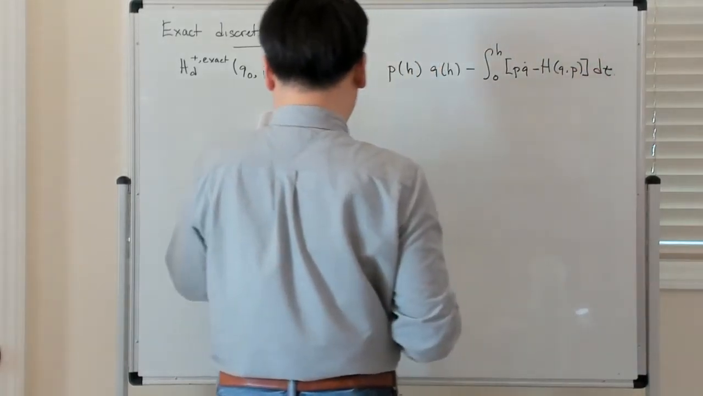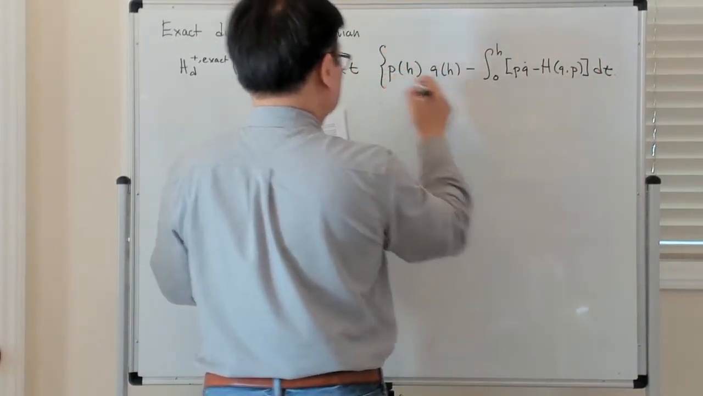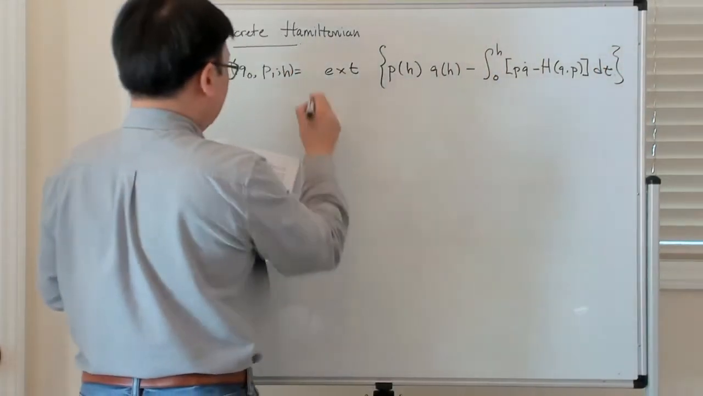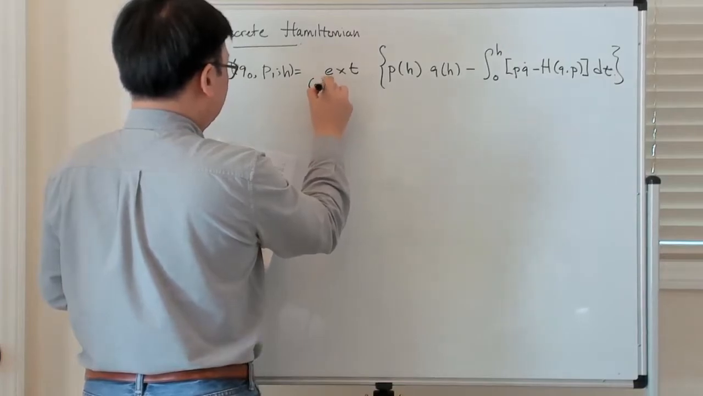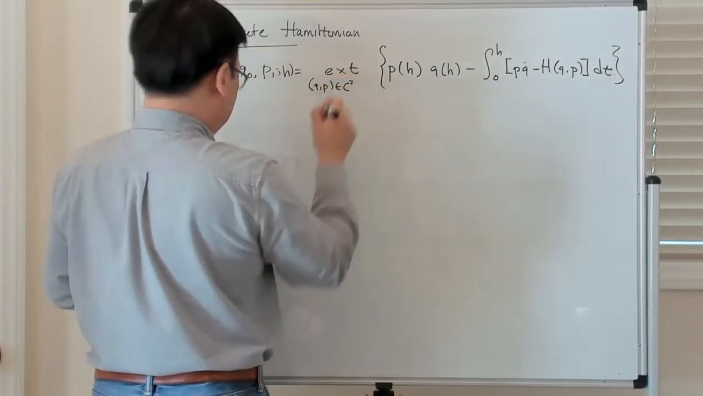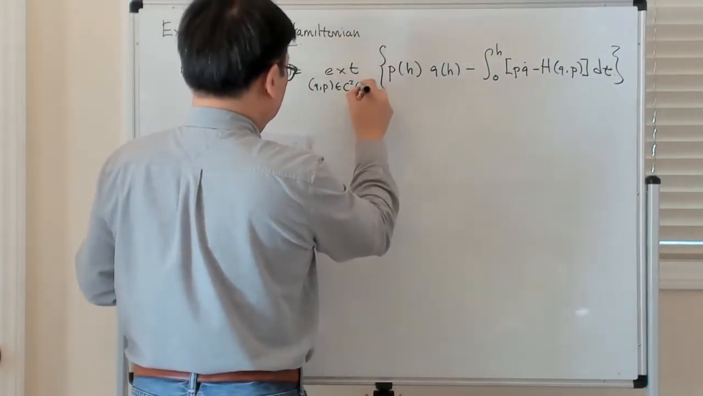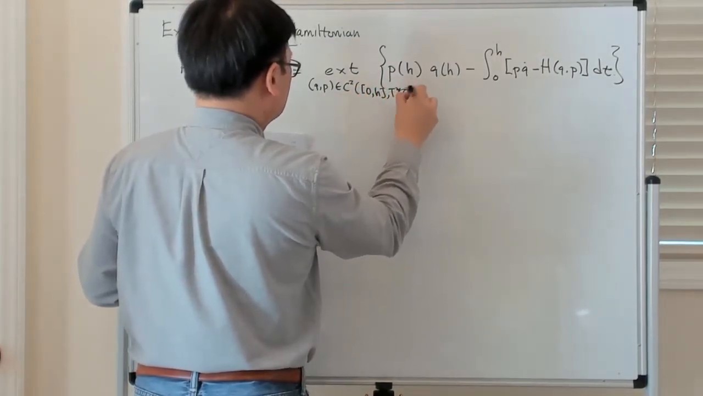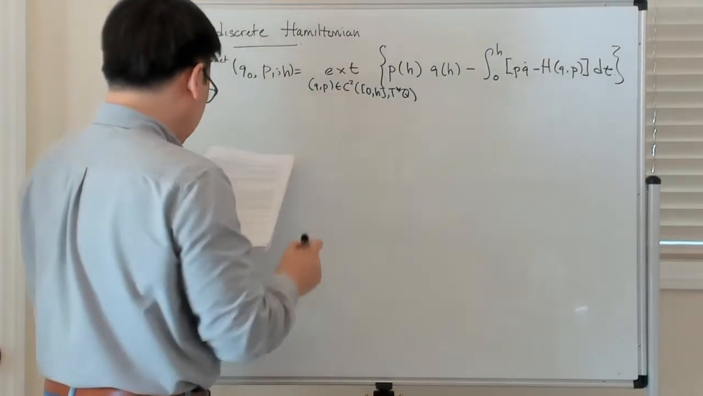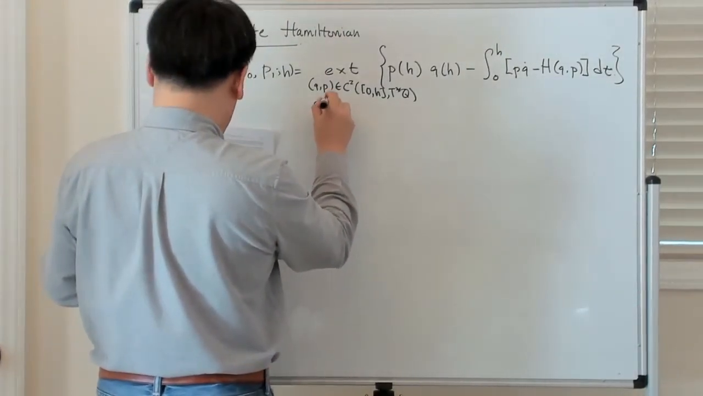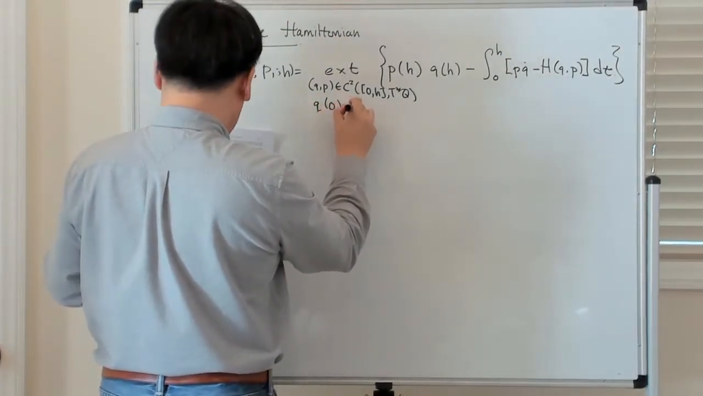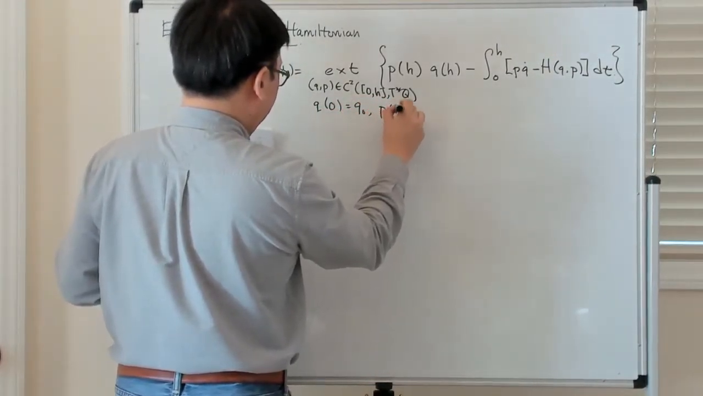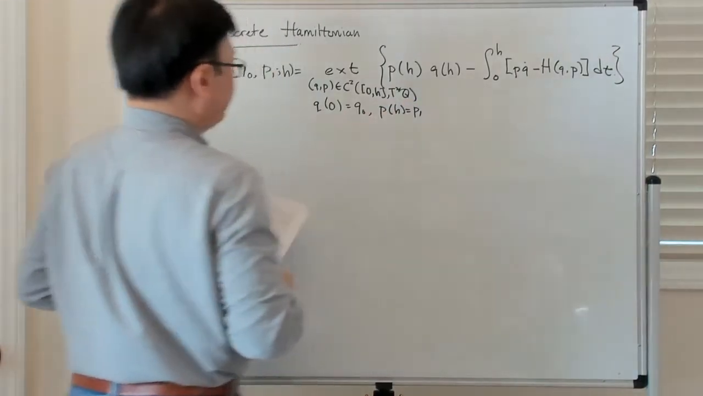dt. Okay, and I'm extremizing over q and p, which are twice differentiable curves from the interval 0 to h to T star Q, subject to the boundary conditions that q at the initial time 0 is q0 and p at time h is p1.